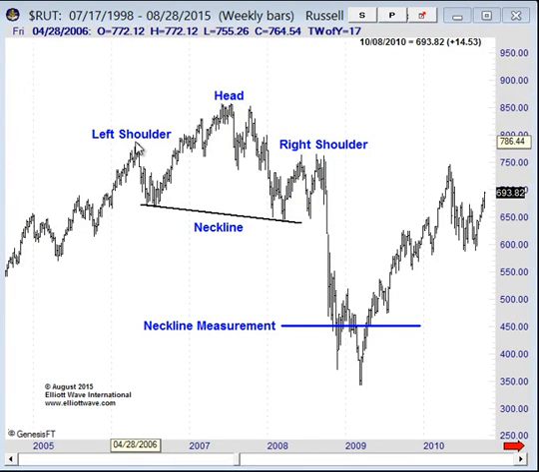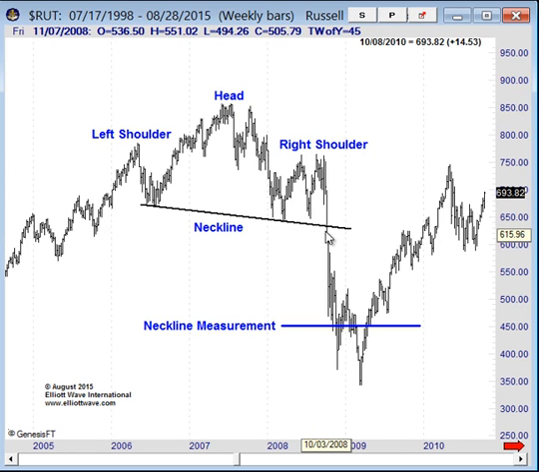We have a nice left shoulder right here, then we have our head, and as we moved into 2008, we had our failure swing high. Here's the neckline, simply connecting the price lows between the left shoulder, the head, and the right shoulder. Once we saw the neckline break right here, we were able to measure the distance from the head to the neckline and project it downward from the breakdown point. As you can see, that's exactly where prices went in the Russell as we moved into 2009.